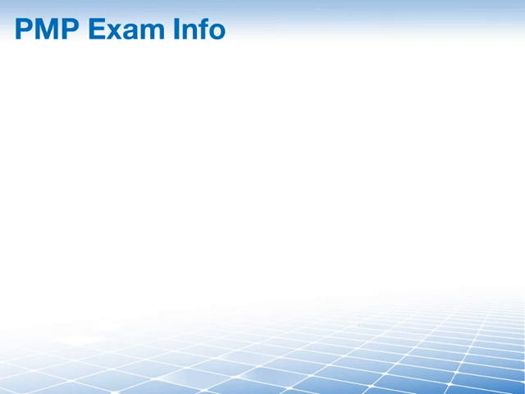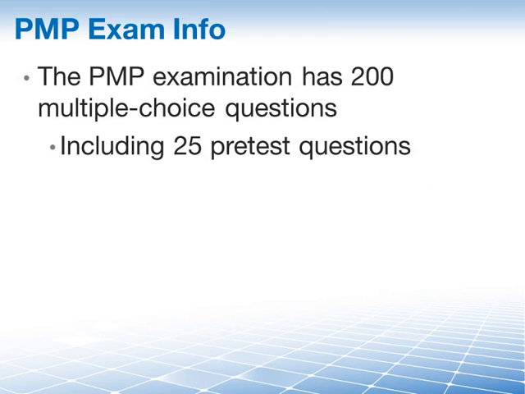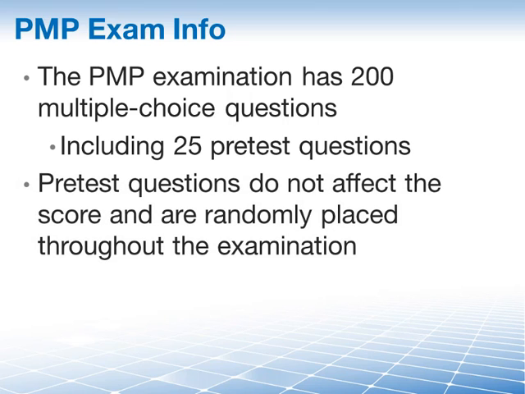You may be wondering, well, what is the actual exam like? Well, let's take a look at that next. First of all, the PMP exam has 200 questions in it that you are going to need to answer. And part of these 200 questions, there are 25 pre-test questions. And these pre-test questions, they don't affect the score. They're randomly placed throughout the exam. This is PMI's way of putting 25 questions in front of you that they're trying out.